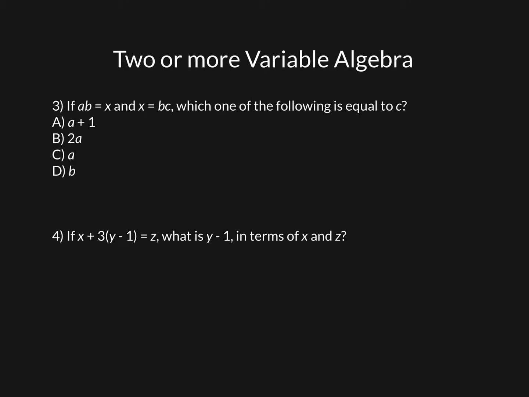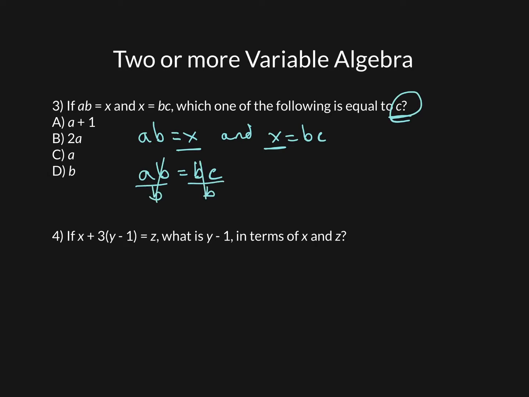Next, let's take a look at numbers 3 and 4. In 3, we have AB equals x, and x equals BC. Which one of the following is equal to C? Well, because they're both equal to x, I will actually set AB and BC equal to each other. Now we're trying to solve for C. What is C equal? Well, both of them have a B, so let's cross that out and divide by that. And now we know that A is equal to C. And just like that, we know our answer is C. So C is equal to A simply because we were able to manipulate the equations.